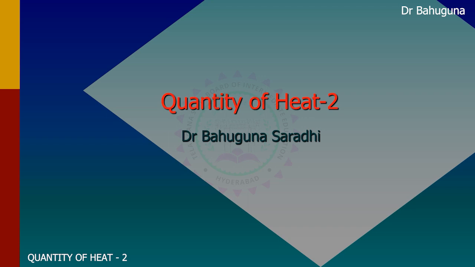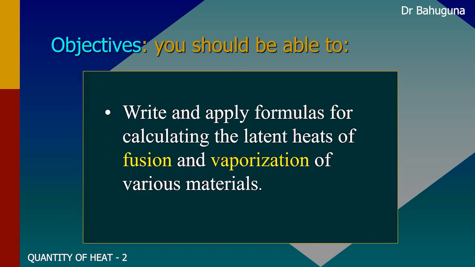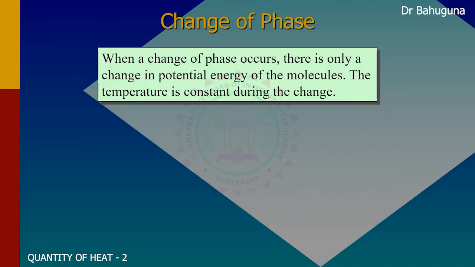We are doing quantity of heat, second part. That is nothing but calorimetry. In this, our objective is to write and apply the formula for calculating latent heats of fusion and vaporization of various materials. So, when there is a change of phase, what is going to happen?